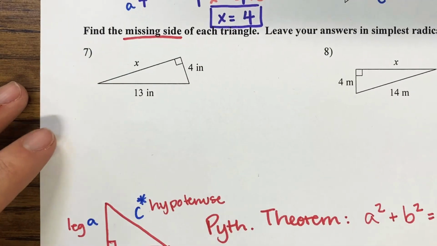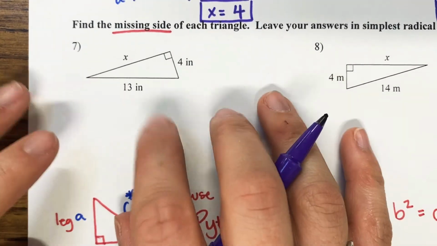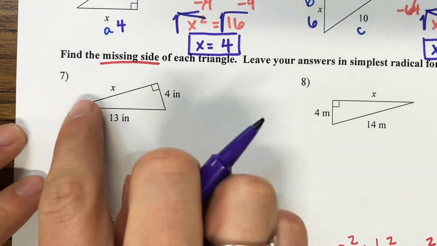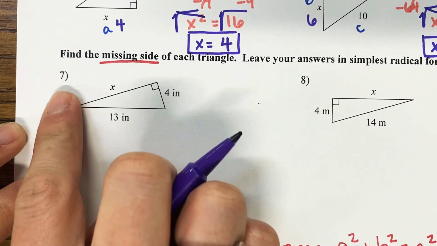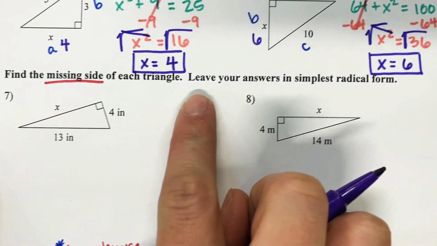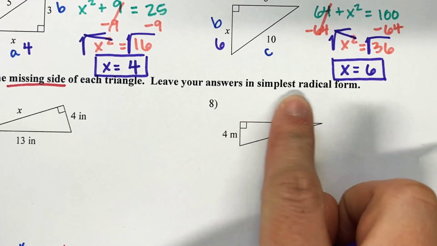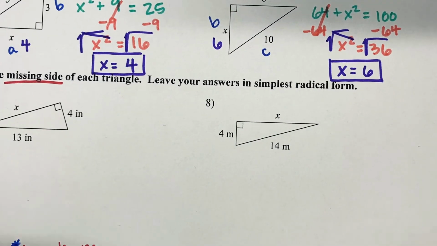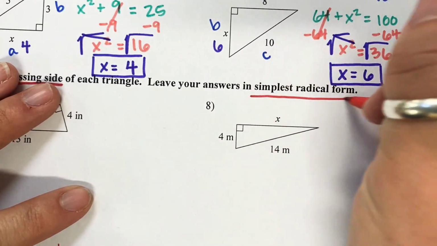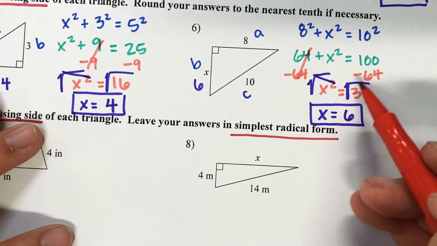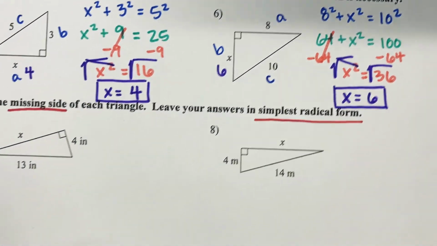Okay, now let's look at these guys. Let's do the same exact thing. I'm telling you right now, these are not going to be as pretty, because notice our last instructions: leave your answers in simplest radical form. Okay, radical looks like this guy, square root. But we'll talk about that in a second.